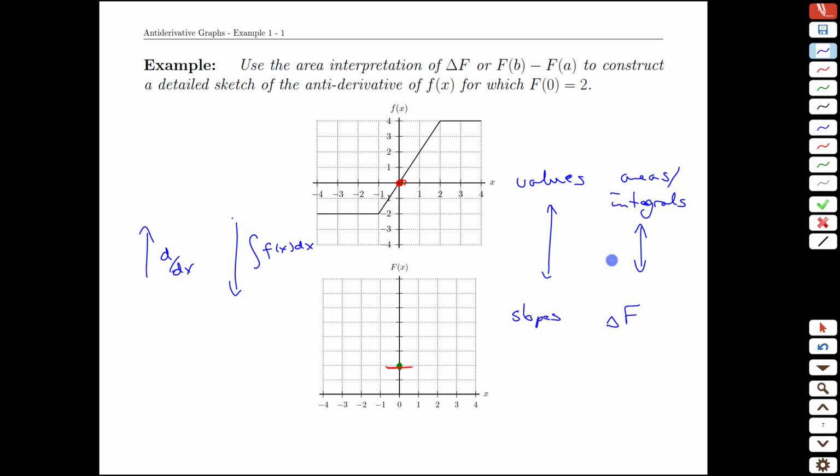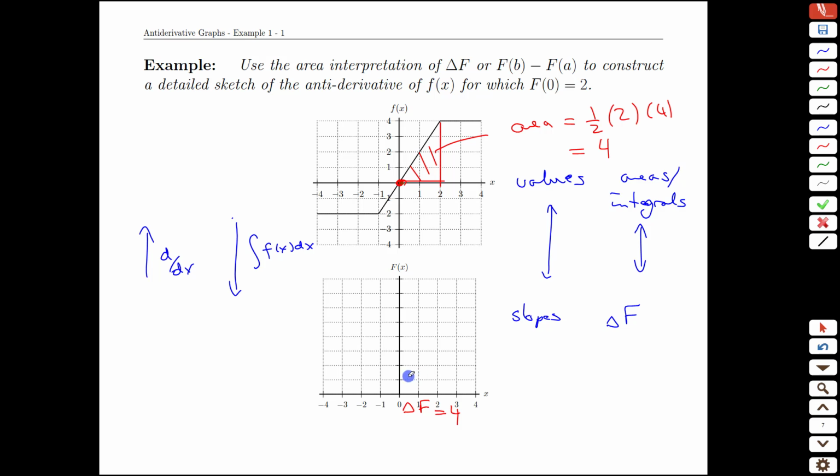Well, let's take advantage of the second relationship. If we talk about areas giving us changes in f, let's take a look at the interval from 0 to 2. So asking, how does this graph change, what's the delta f, from 0 to 2? Well, we know that this is a triangle, and so that this area is going to equal 1/2 the base times the height. The base is 2, the height is 4, and that will be 4. And so on the same interval, we had better see a delta f of 4.